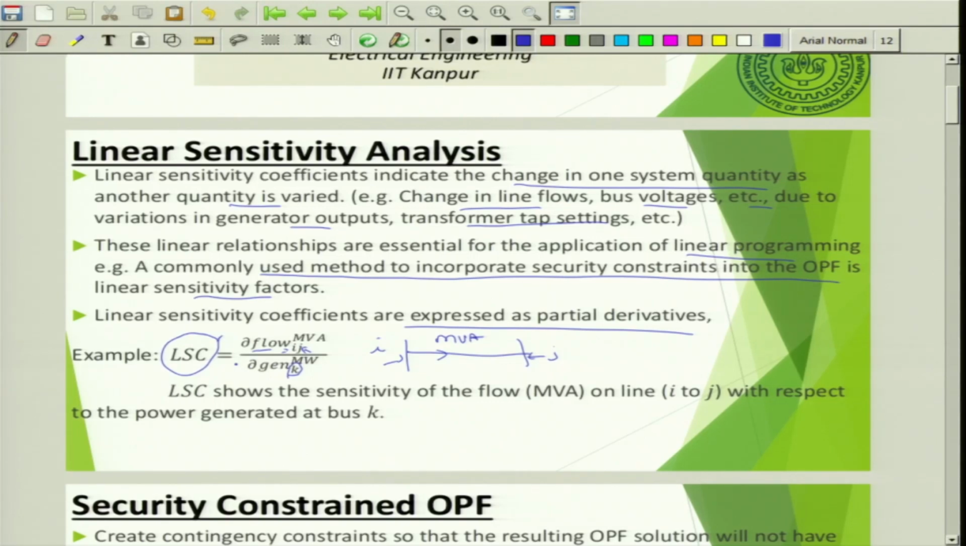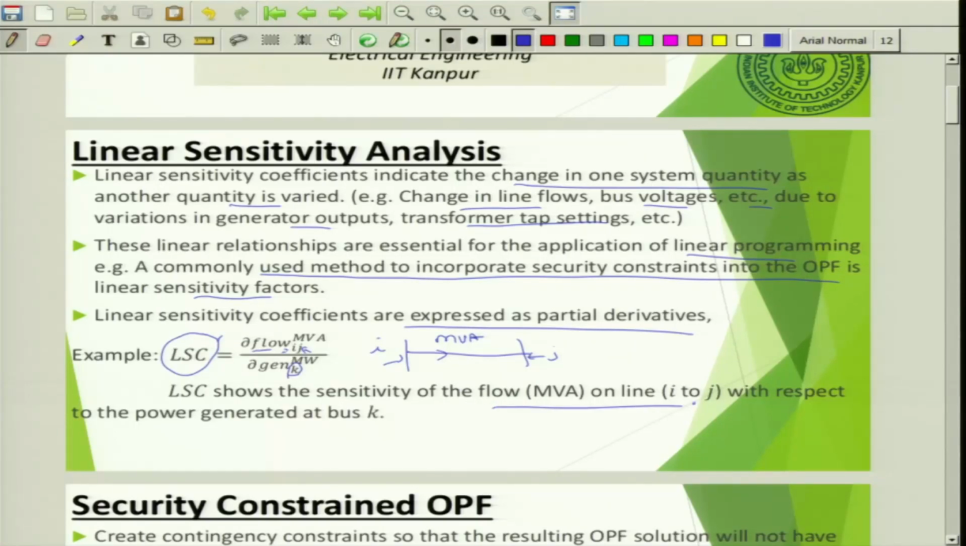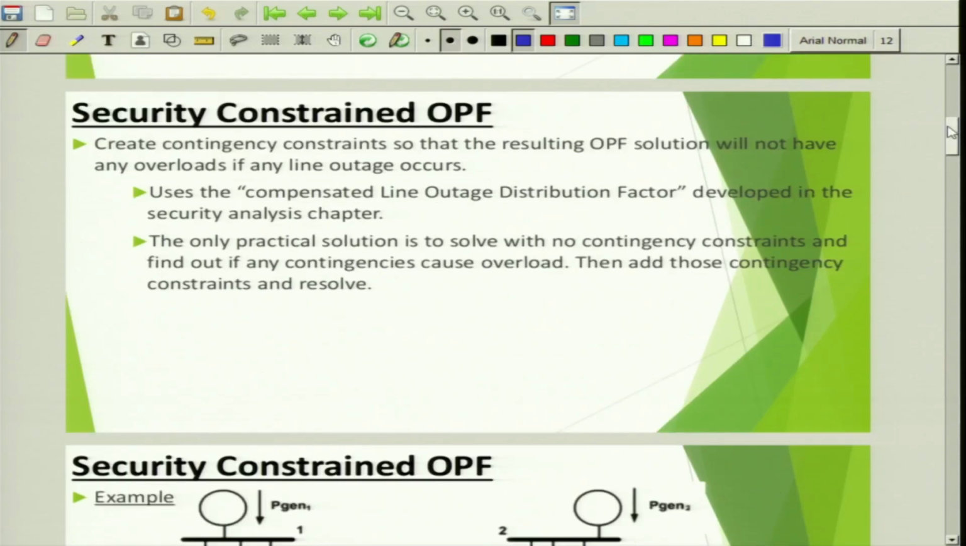This is very helpful for us because by looking at this coefficient we will get an idea of how sensitive this specific line is with respect to a change in generator output at some other bus. So, LSE shows the sensitivity of the flow with respect to the power generated at bus K. So, create contingency constraints so that the resulting OPF solution will not have any overloads if any line outage occurs. This uses the compensated line outage distribution factor developed in the security analysis chapter.